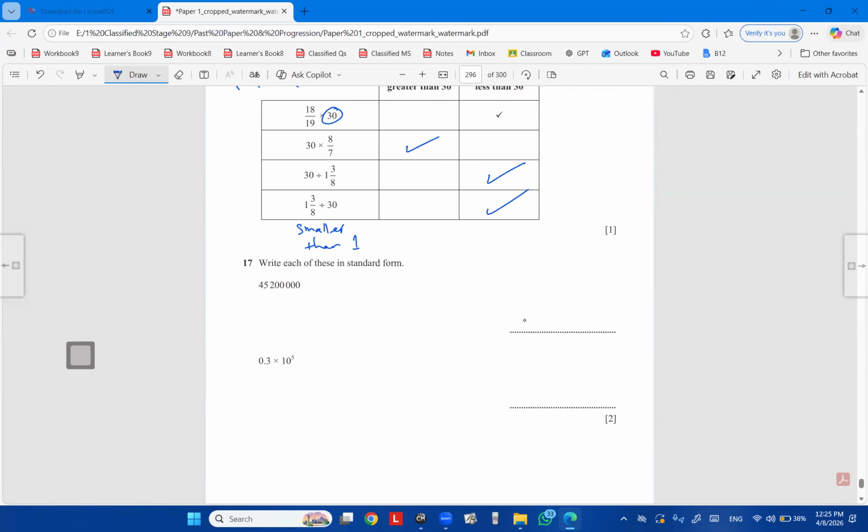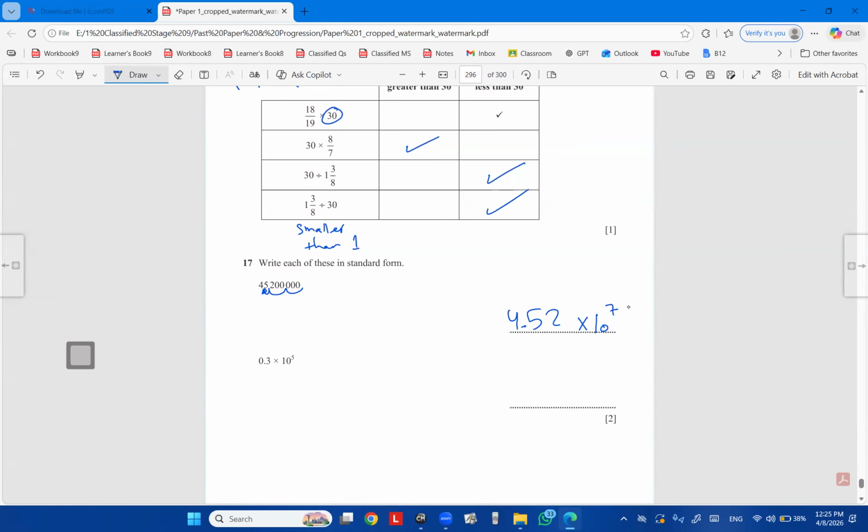Here, write this in standard form. So I'm going to write over here 4.52, because I need an answer that, it cannot be this way. It needs to be between 1 and 10. So here, 4.52, you multiply by 10 to the power of what? Okay, I moved here 3 digits, then 6 digits, 7 digits. So it is 4.52 times 10 to the power of 7.